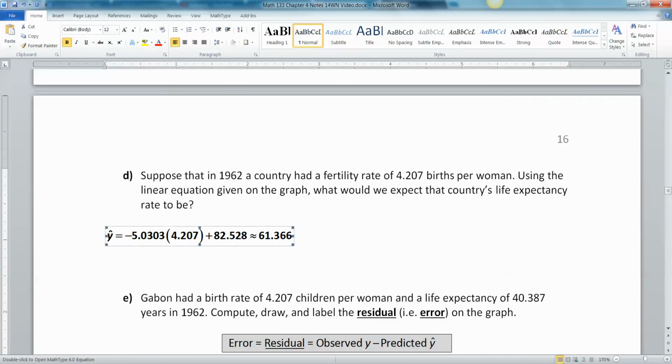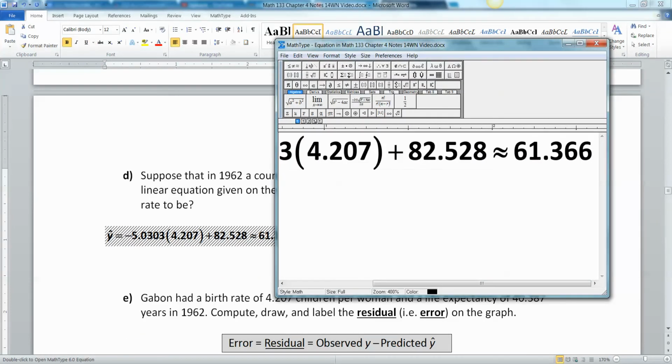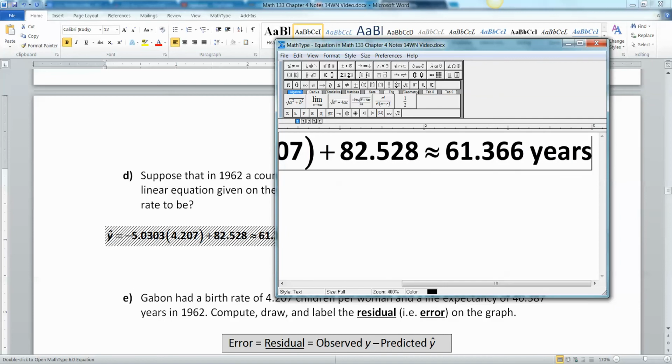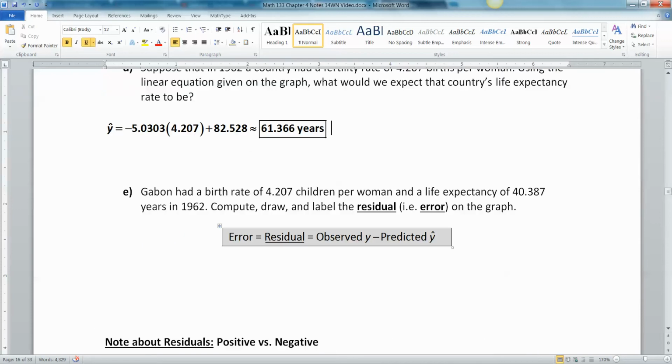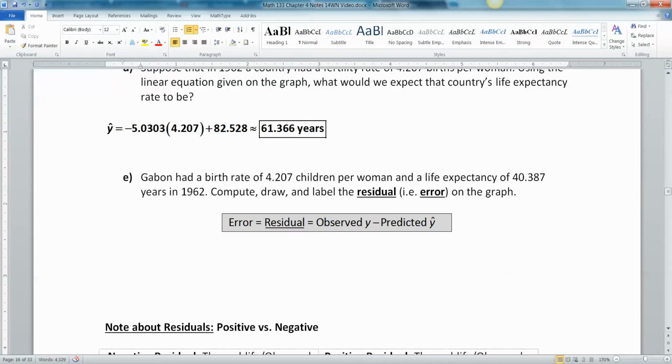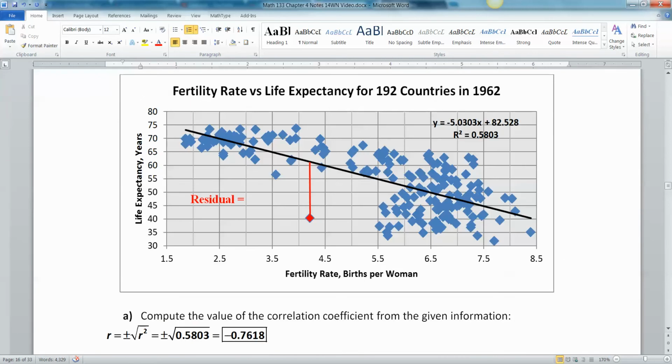All right, so now Gabon, I should say this was life expectancy, right? So that's years. You always want to give it a unit. Gabon is a country in West Africa that actually had 4.207 children per woman and a life expectancy of 40 years. Compute, draw, and label the residual. That's what I'm doing back here. So here's Gabon, which is this red dot down here.